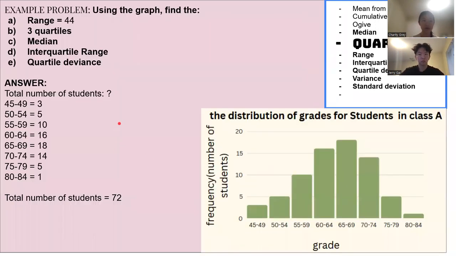So first, we want to see how many students there are. We want the quartiles to be measured on the total number of students, or the total number of observations, the frequency side of things.